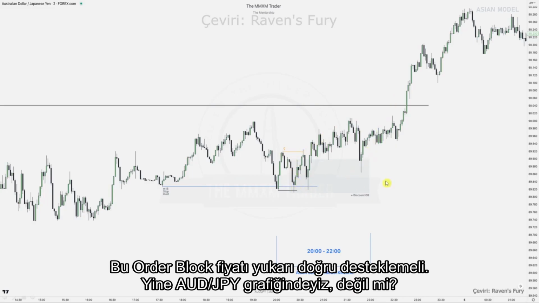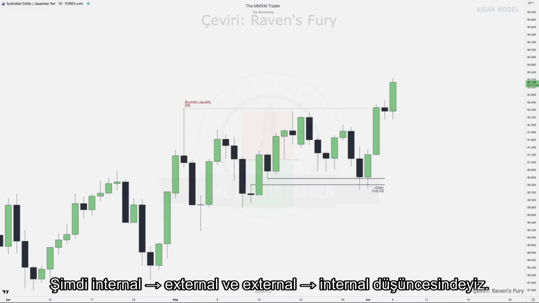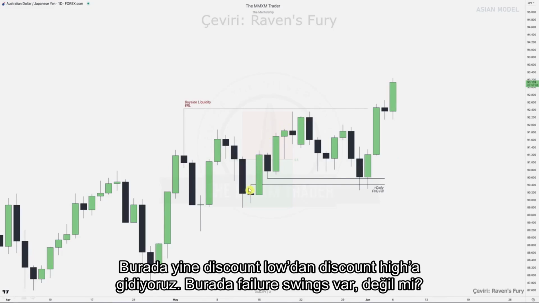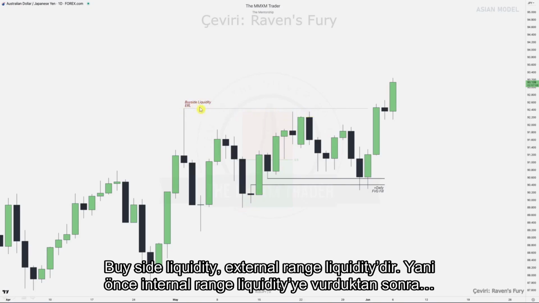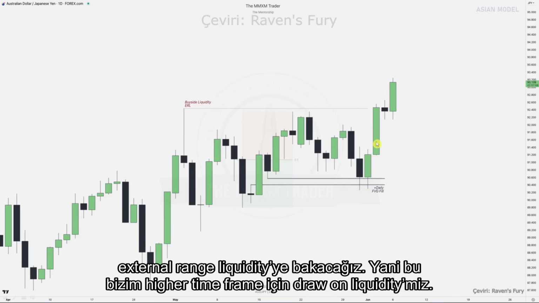Right, so over here we got that Australian dollar Japanese yen daily chart once again, right? Now we're thinking about that internal to external and external to internal once again. Over here we have our discount low into discount high. So we have these failure swings up here, right? So buy side liquidity is that external range liquidity. So after we hit internal range liquidity, which is this daily fair value gap, right? This daily fair value gap has been filled up. Then we're going to look for external range liquidity. So that's our draw on liquidity for the higher time frame.